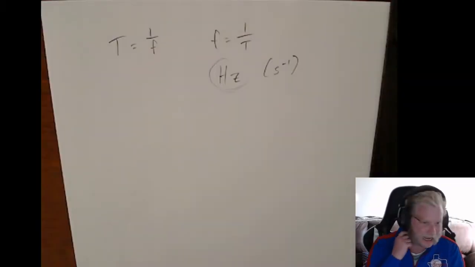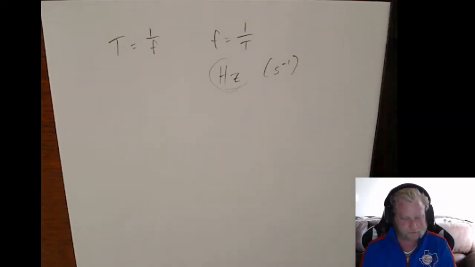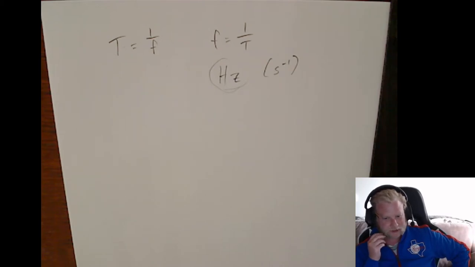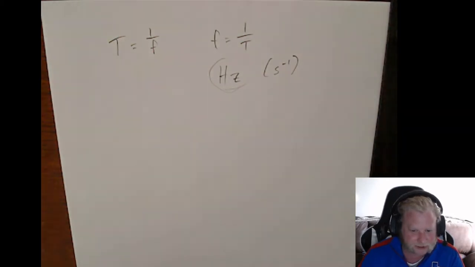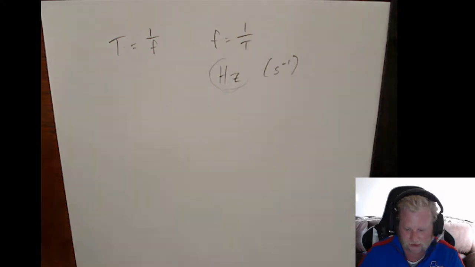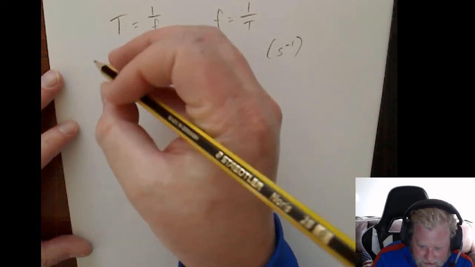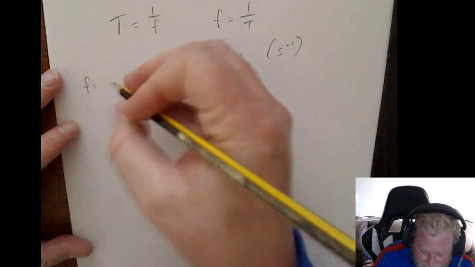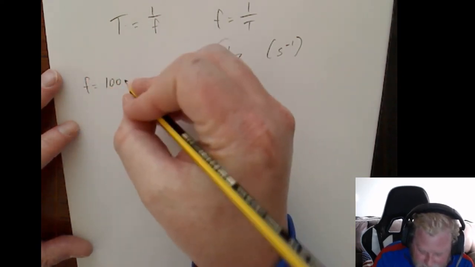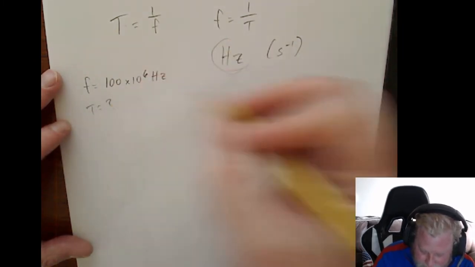So let's take a look at example 14.1. It's called the frequency and period of a radio station. An FM radio station broadcasts an oscillating radio wave at a frequency of 100 megahertz. We want to know the period of the oscillation. All right, so your radio station is broadcasting at 100 megahertz, right? So they've given you the frequency. So 100 megahertz would be 100 times 10 to the 6 hertz.